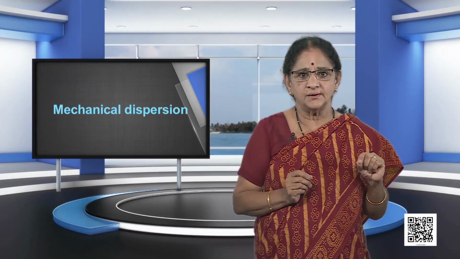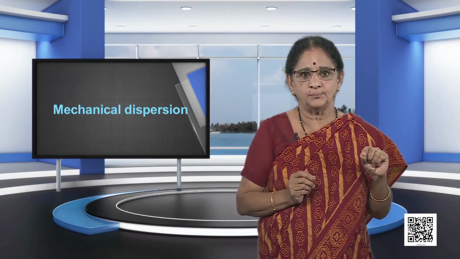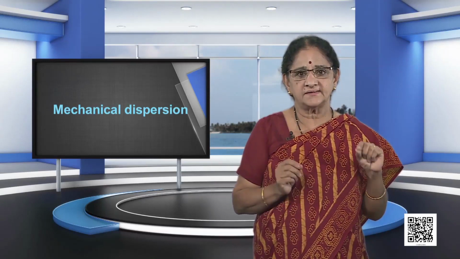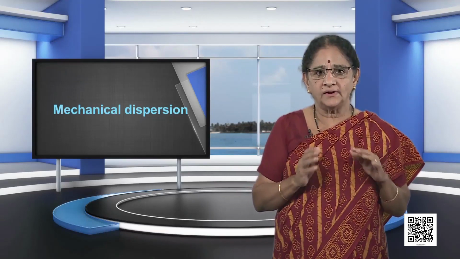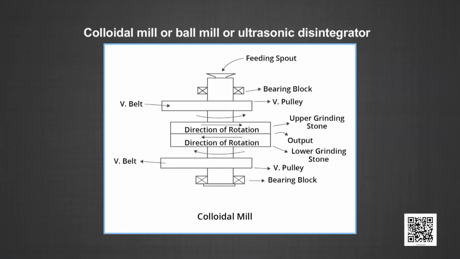Mechanical dispersion. Colloidal solutions of inks, paints and varnishes are prepared by this method. The large sized substances of suspension are broken down to colloidal size by grinding them in a colloidal mill or ball mill or ultrasonic disintegrator. In the figure, you can see the typical depiction of a colloidal mill.